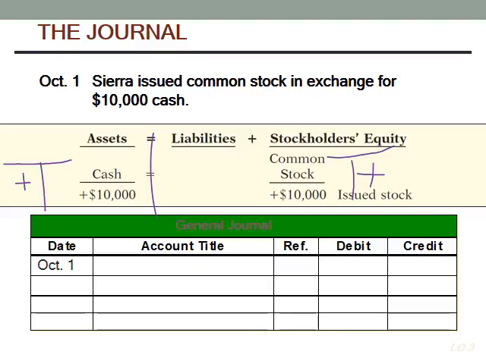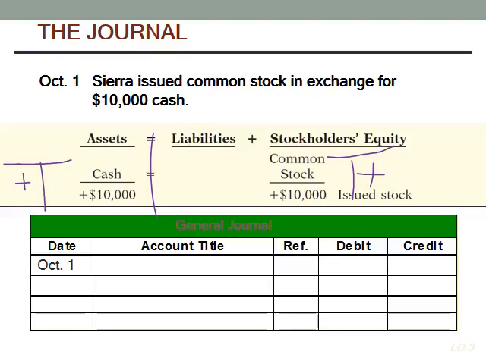A general journal, I like to think about it as just a journal. It's as if you and I created a journal at the end of our day, a narrative journal saying, you know, today I went to class and I did this and I did that. A general journal for accounting is similar. It's just showing what happened today. Well, today we had an investment in cash and we issued common stock.